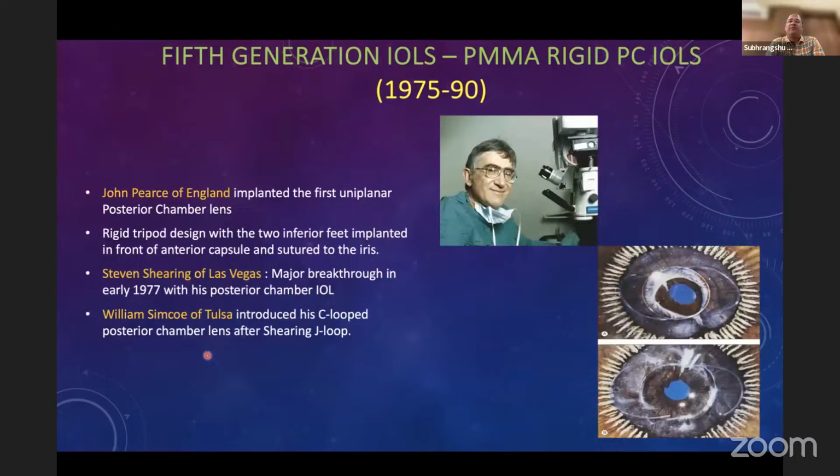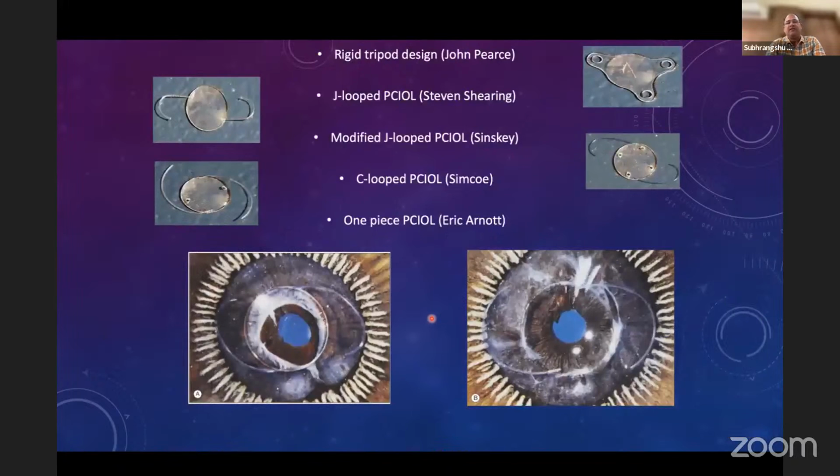Now, 5th generation, we have once again come back to the posterior chamber. John Pearce of England implanted the first uniplanar posterior chamber lens. Then Stephen Shearing of Las Vegas had a major breakthrough in early 1977 with his posterior chamber IOL. And William Simcoe introduced his C-loop posterior chamber lens after Shearing's J-loop design. So these are various of the PC IOLs.